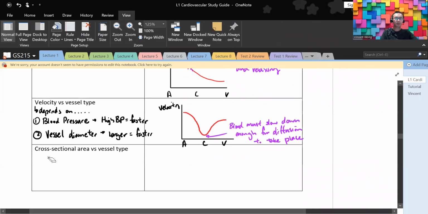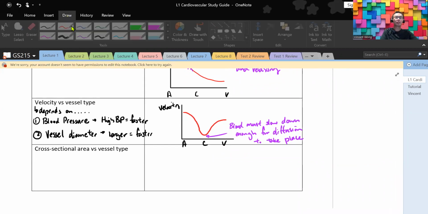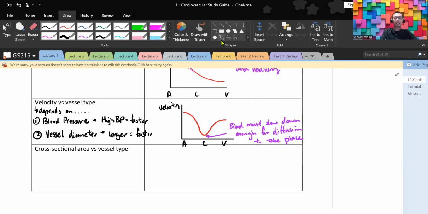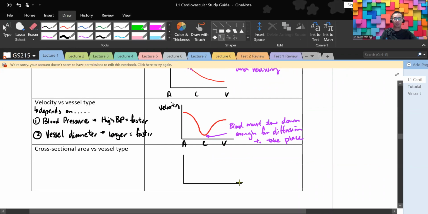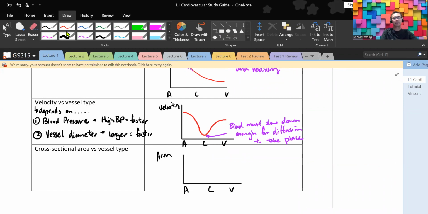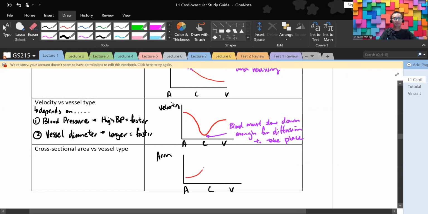And the last one here, cross-sectional area versus vessel type. Cross-sectional area is just how much area the vessel would cover. And we're going to have the A, C, and V here, and that would be the area. And the graph looks something like this.